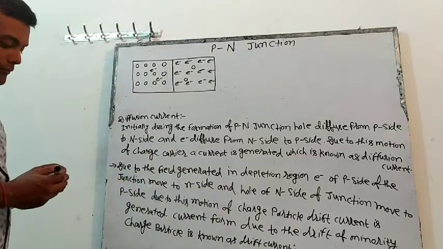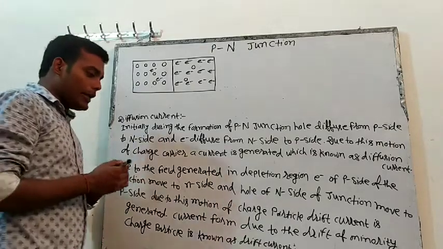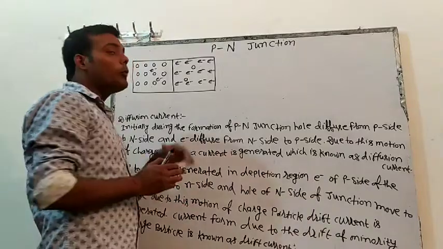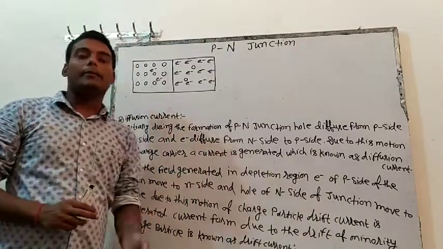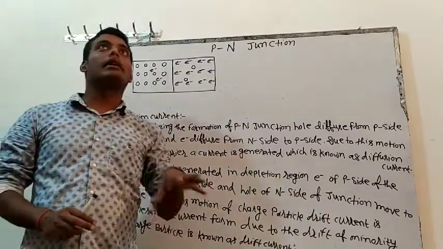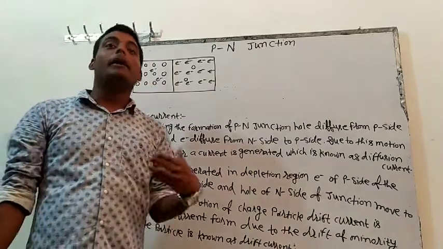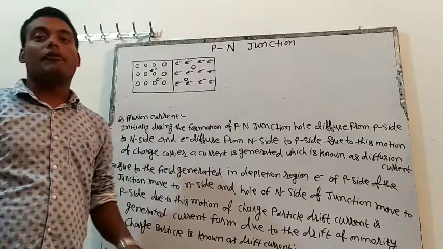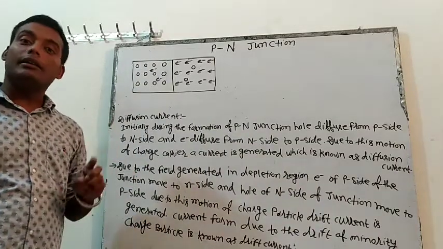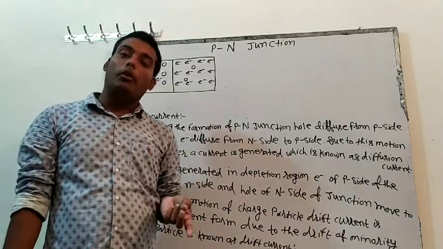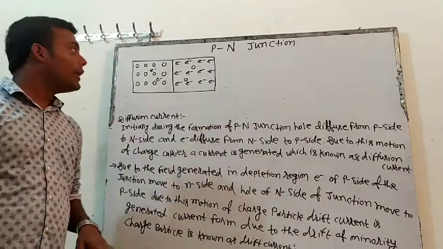PN junction. What is the meaning of PN junction? PN junction means, you know P-type semiconductor, you know N-type semiconductor. In P-type semiconductor, I told you P-type is positive type, in that hole concentration will be more and electron concentration will be less. And in N-type semiconductor, electron concentration will be more and hole concentration will be less.